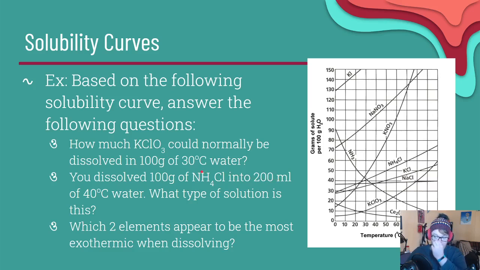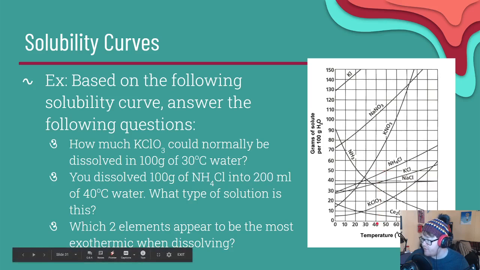Okay, next question. Let's say you have dissolved 100 grams of ammonium chloride. So I need to find ammonium chloride, NH4Cl. It's right here, NH4Cl. In 200 milliliters of 40 degrees Celsius water. What type of solution is it? So first, let's check. It's 40 degrees Celsius. At 40 degrees Celsius, that's about 45 grams in 100 grams of water.